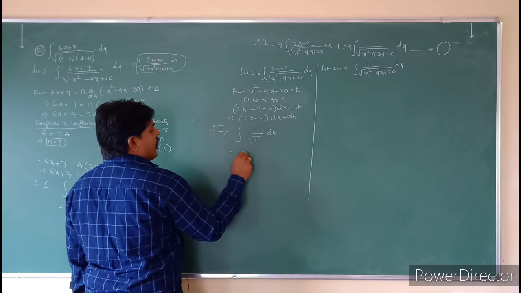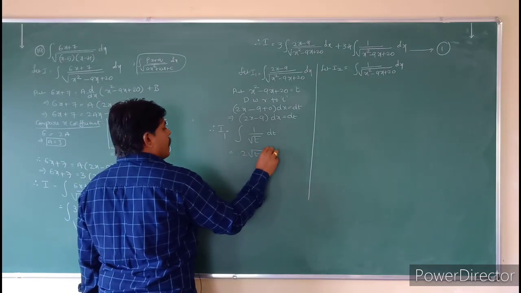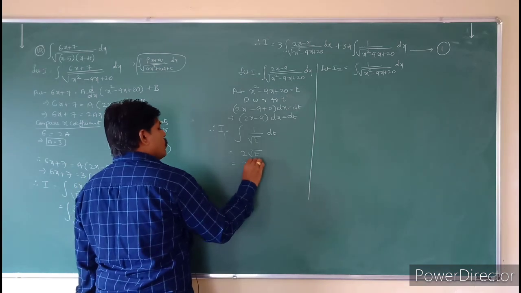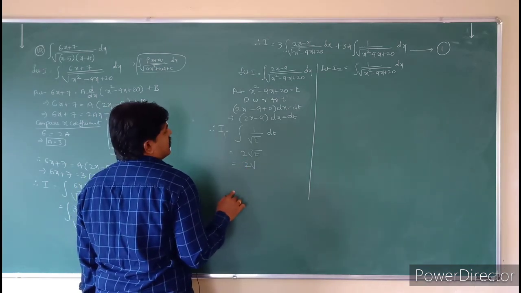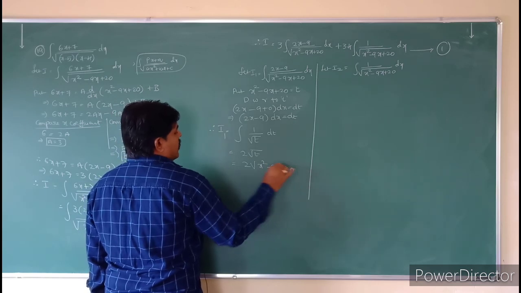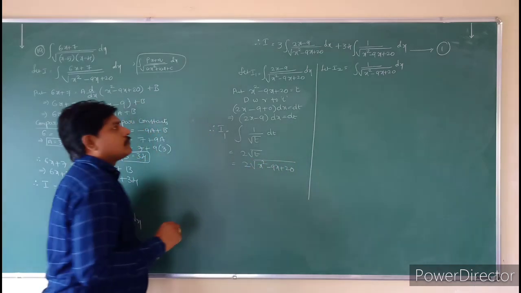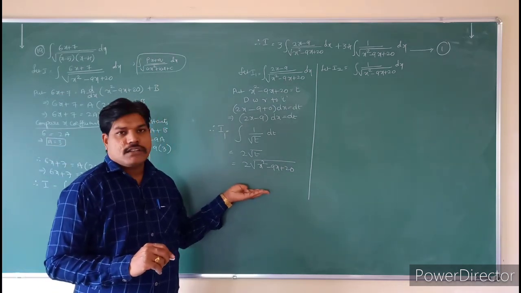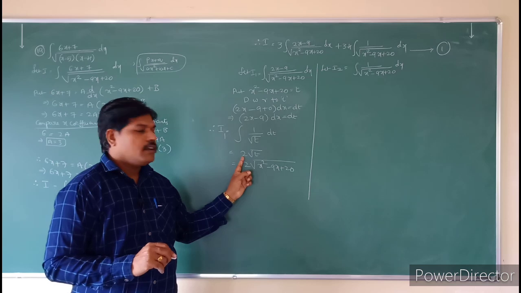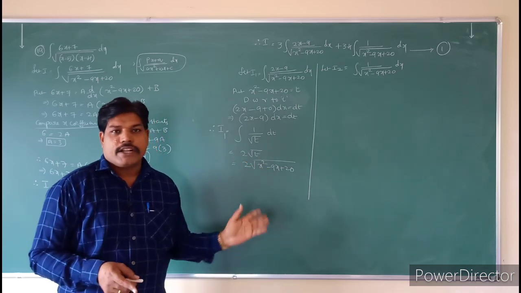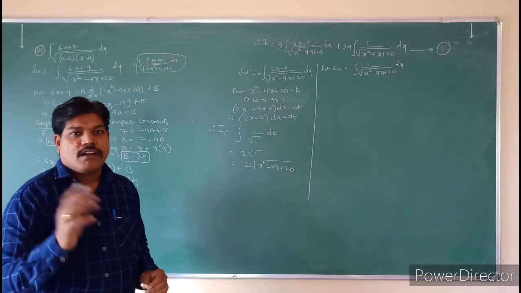The integral of 1 by root t is 2 root t. Don't take the c value. So 2 into root of t, and the t value is nothing but x square minus 9x plus 20. So this is the first part. The integral of 1 by root t into dt is 2 root t plus c, but here we don't take the c value, we will take the c in the final answer.